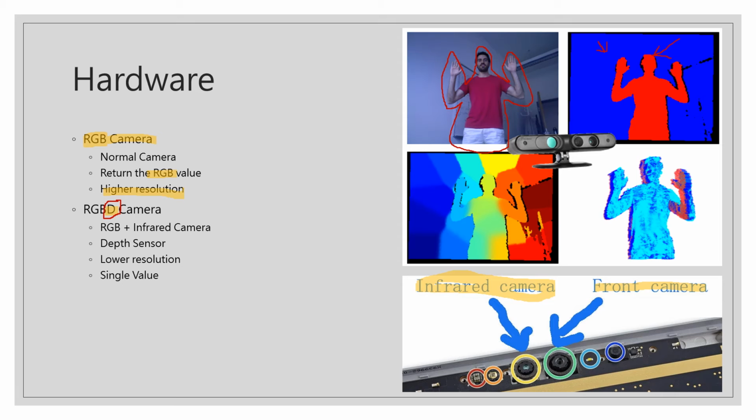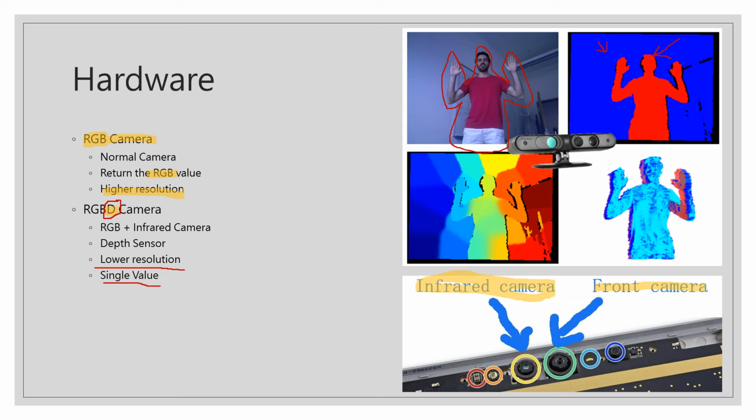Okay, the depth camera has a lower resolution, most likely 180 times 120. The resolution is lower, and it costs extra computation power on your PC. And it only returns a single value. That means the depth, the distance between your camera and the real physical object.